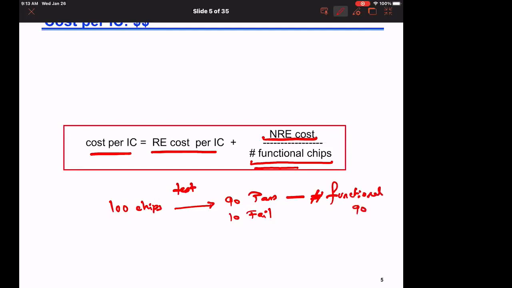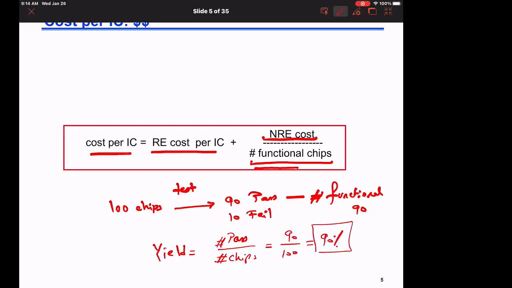And also we put a definition. This means that the yield is the number of pass over the number of chips. And this means that it is 90 over 100, it is 90%. So we started talking about the yield. Great. So if I want to know the cost per integrated circuit, it is the cost for fabrication plus the engineers, how much they cost me, over the number of functioning chips. That's how we amortize it. Okay. Any questions?